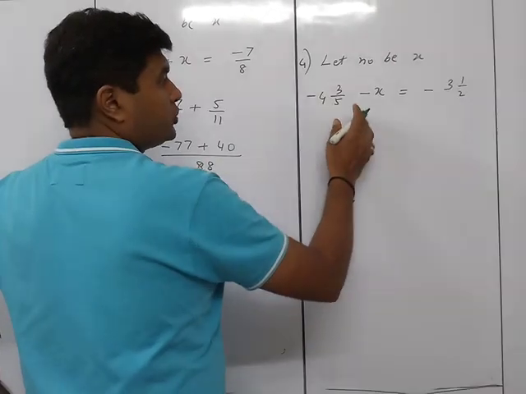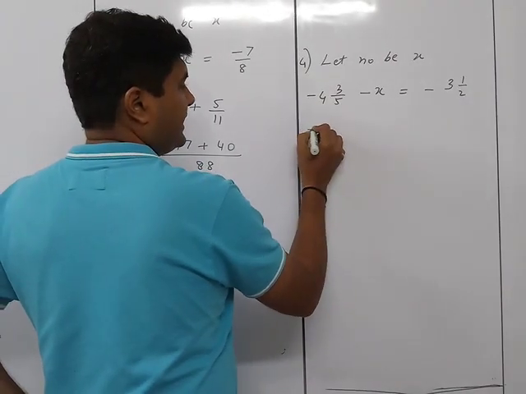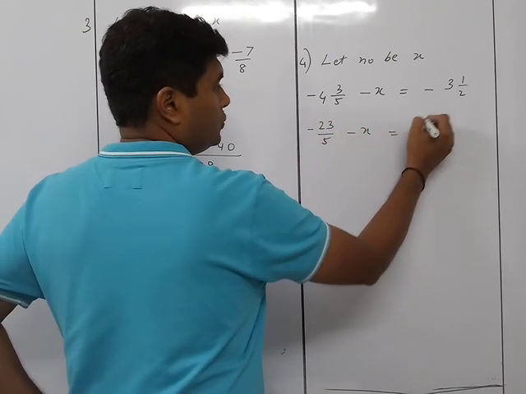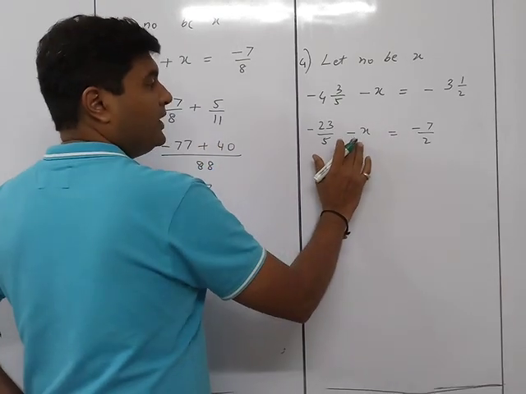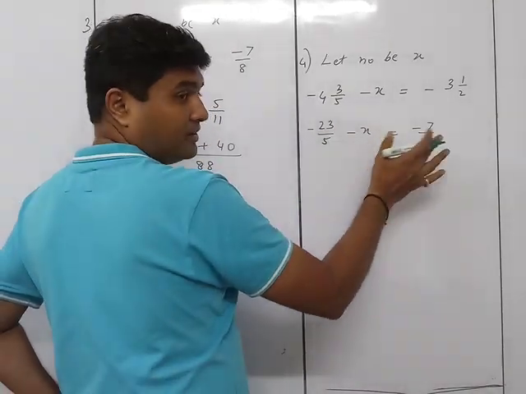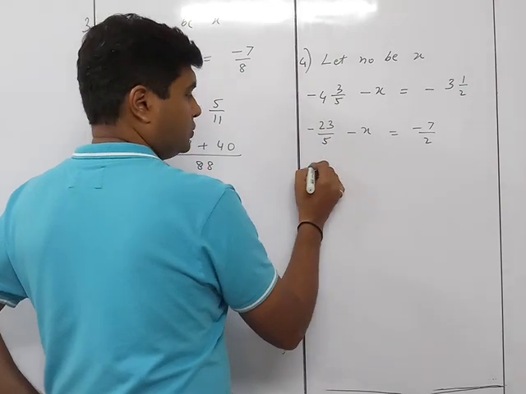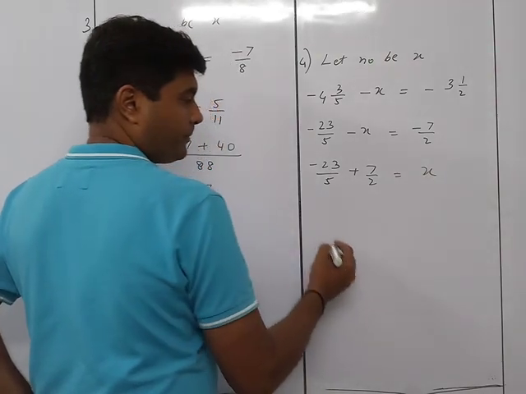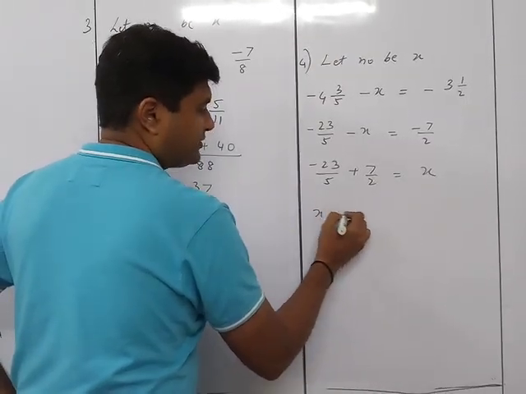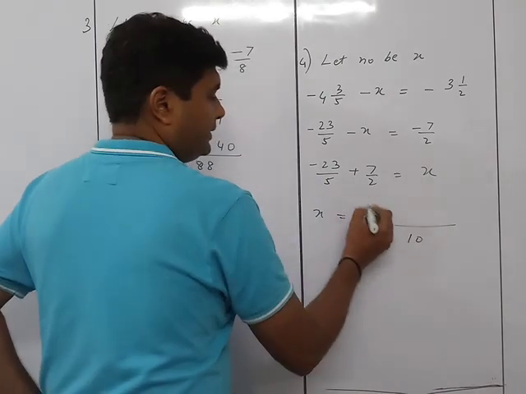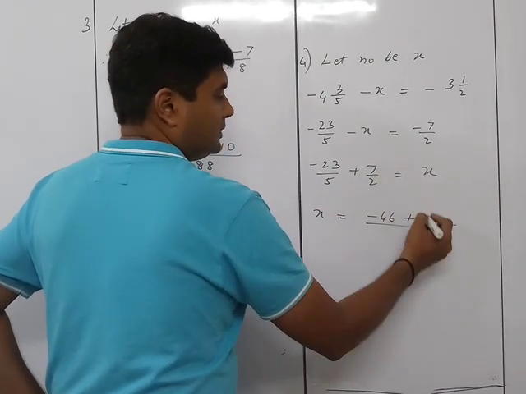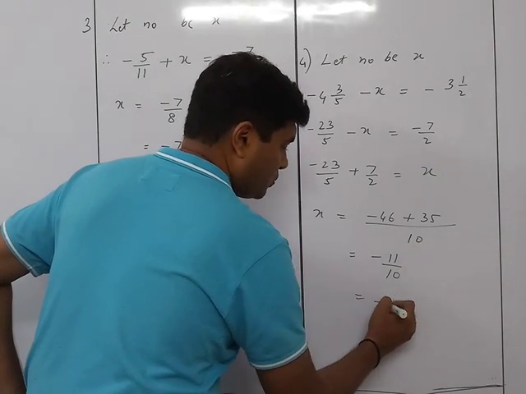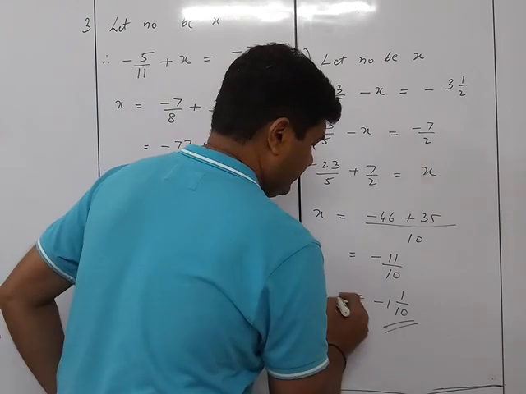What we'll do over here is take this first term as 23. So minus 23 upon 5 minus x is equal to minus 7 upon 2. We'll take the x over here so that the negative doesn't remain, and this will come over here. So minus 23 upon 5 plus 7 upon 2 is equal to x. The LCM is 10. This is minus 46 plus 35, which becomes minus 11 upon 10, which is the value of x.